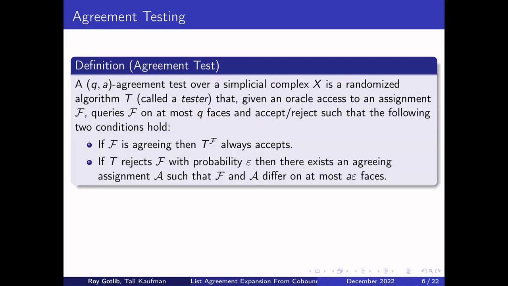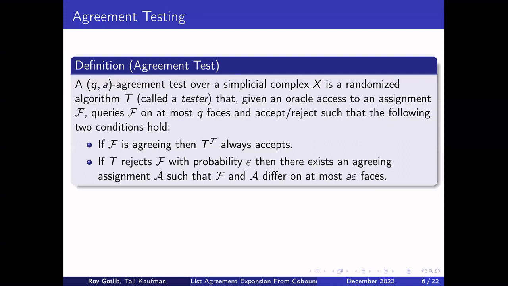So now that we defined an agreeing assignment, we can move on to define an agreement tester. An agreement tester is a randomized algorithm that gets some oracle access to an assignment. It then queries the assignment on two faces, meaning that it looks at the values that those faces assign to the vertices, and accepts or rejects such that the following two conditions hold. If the assignment is agreeing, then the tester always accepts. And if the tester rejects with some probability epsilon, then we can change at most a times epsilon faces to get an agreeing assignment, meaning that we change the values that those faces assign to their vertices.